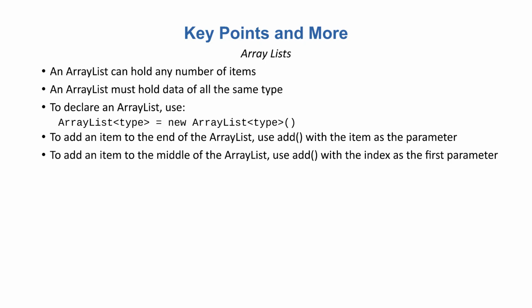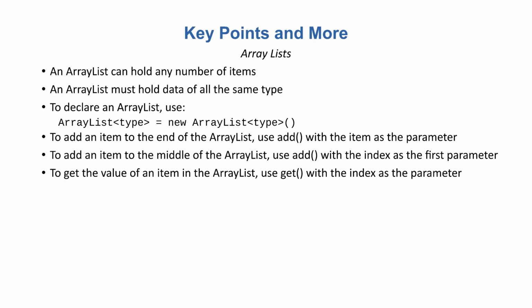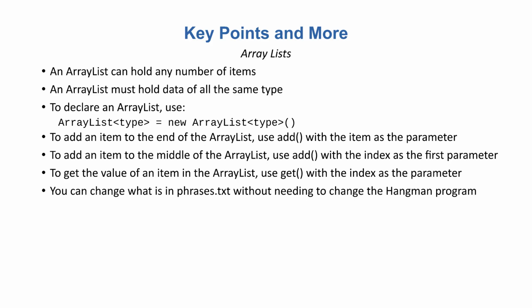To add an item to the middle of the array list, use add with the index as the first parameter. You'll receive an error if you try to add an item to an index past the end of the array list, so make sure your index is valid before you use it. To get the value of an item in an array list, use get with the index as the parameter. You'll receive an error if you try to get an item from an index past the end of the array list. Because Hangman uses an array list, you can change what is in the phrases.txt file, and you won't have to change the Hangman program.